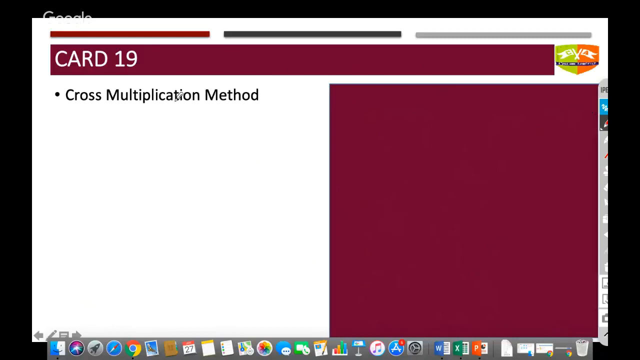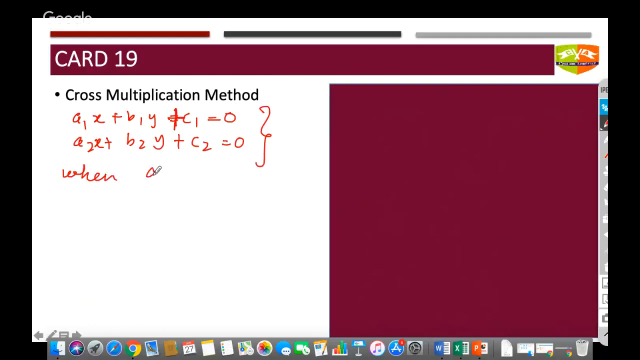So first of all, cross multiplication method: a1x plus b1y plus c1 is equal to 0 and a2x plus b2y plus c2 is equal to 0. And I say that when a1 by a2 is not equal to b1 by b2, what do I mean by this? That I have a unique solution.